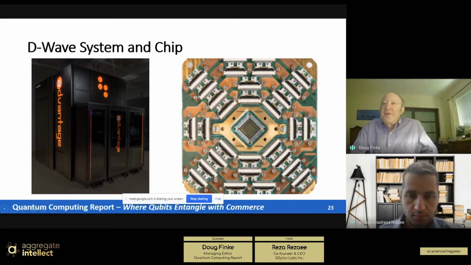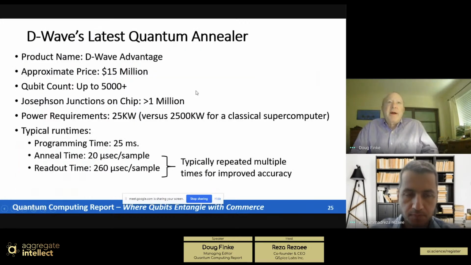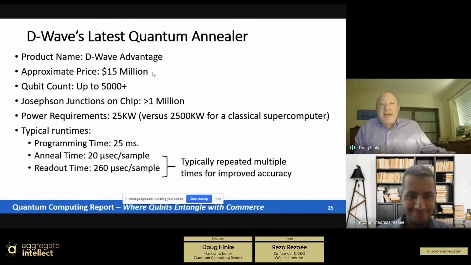It's all based on chips, semiconductor-like technology, and this is an example of their chip. They build these chips in a wafer fab, just like semiconductors. This is some of the equipment that you would find in a wafer fab. And the cost of the machine is $15 million. A good chunk of that $15 million is that dilution refrigerator I talked about before, which is very, very expensive, and most usage right now is actually through the cloud.